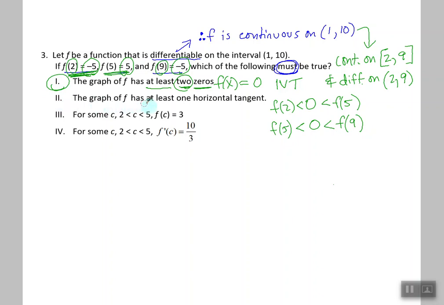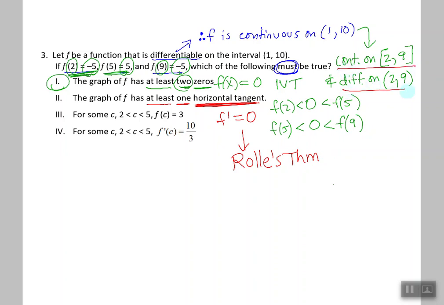The graph of f has at least one horizontal tangent. Horizontal tangent means the derivative equals 0 somewhere. Well, that is Rolle's theorem. So let's ask ourselves if Rolle's theorem applies here. So remember Rolle's theorem, we need a continuous and differentiable function.